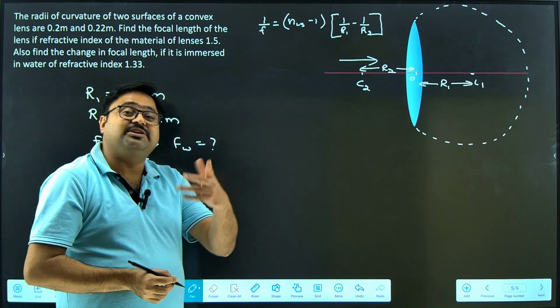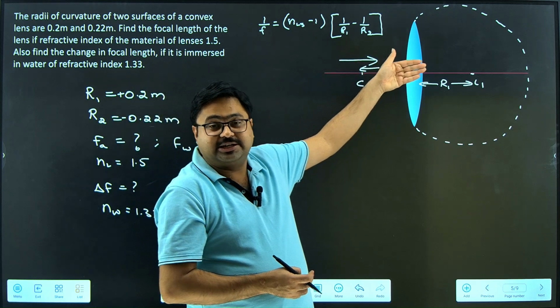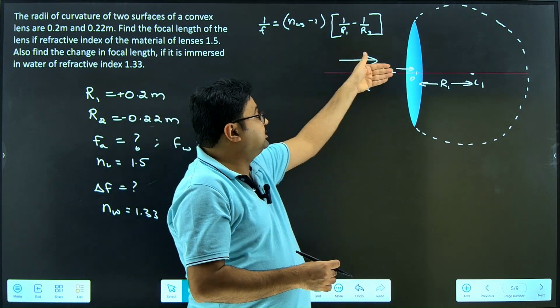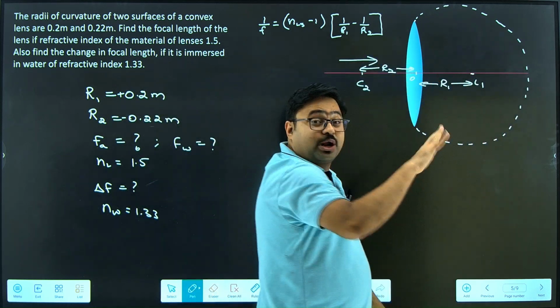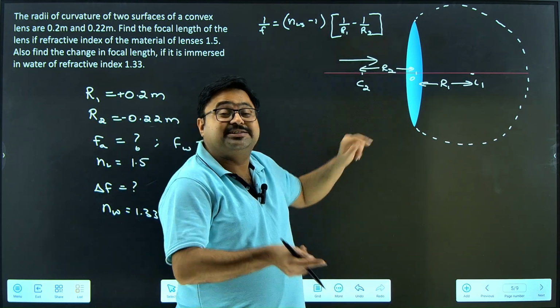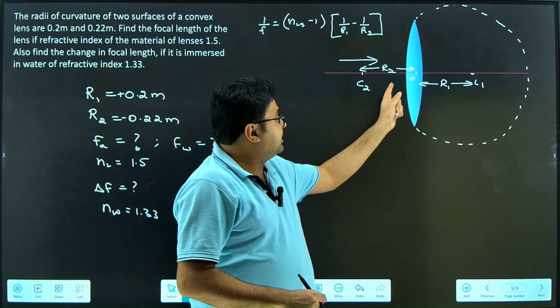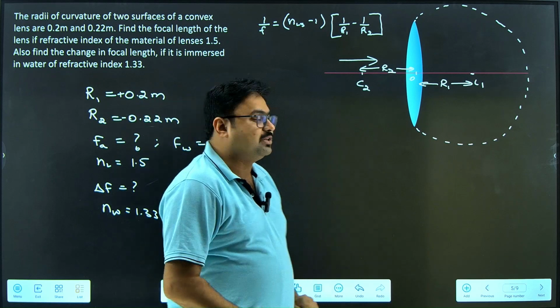Sir, how do I decide which one is R1 and which one is R2? Whenever you consider the direction of incident light, it does not matter whether you consider it this way or that way, your answer is going to remain the same. To whichever surface light hits first, the radius of curvature of that surface is R1, and the radius of curvature of the next surface is obviously R2.